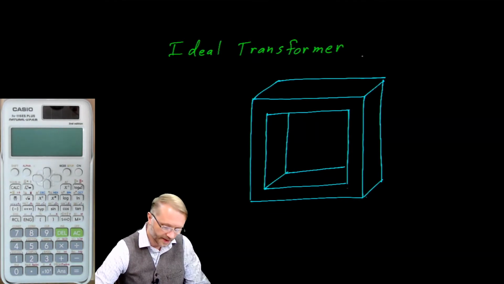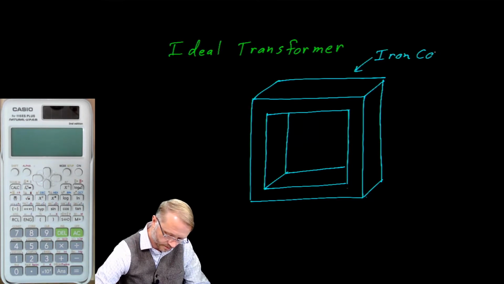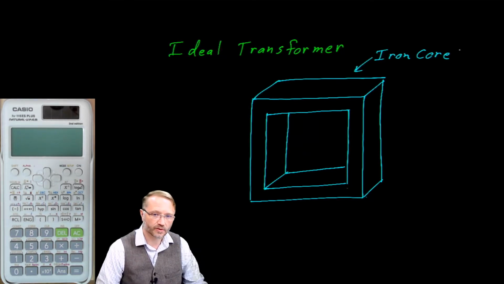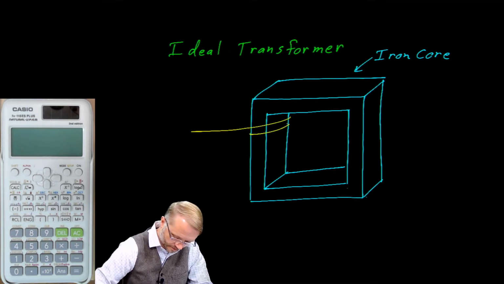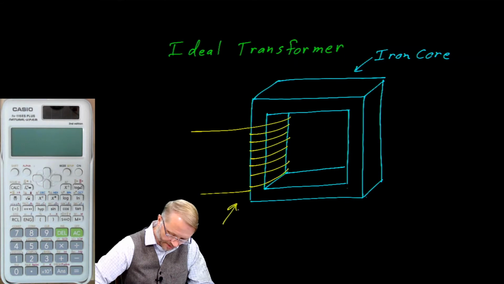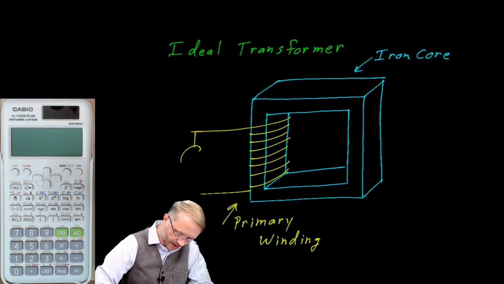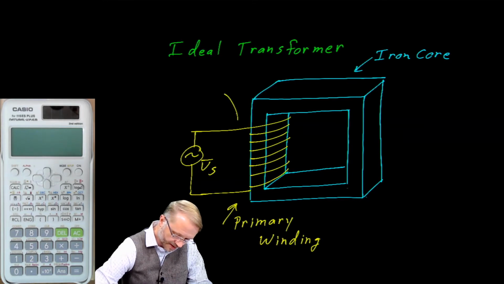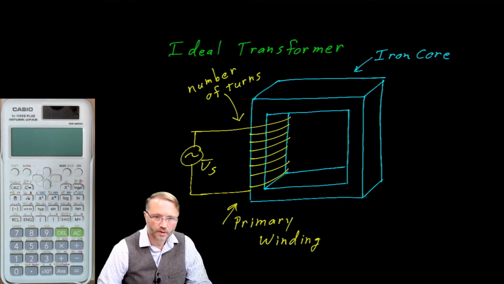This structure is an iron core onto which we place several windings. We call this first winding the primary winding. We'll connect that up to an alternating current voltage source. And we will talk about the number of turns, which is quite literally the number of times the wire is wrapped around the iron core.